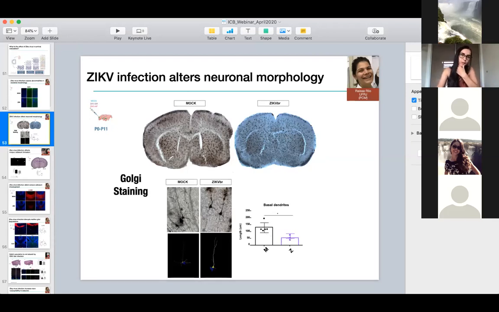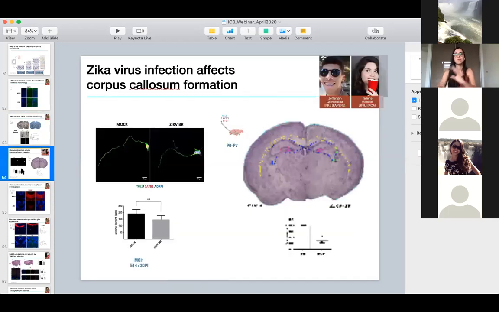So here is the mock, which is the control, and you can see here with the infected ones, the length of those basal dendrites is affected, they are shorter. Now we went on to examine if this morphology was also altered in vitro, because in vitro we can isolate the neurons better and we can study them better. That was the task of Jefferson.